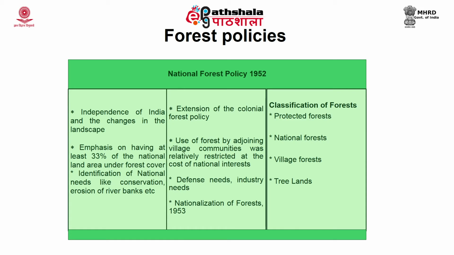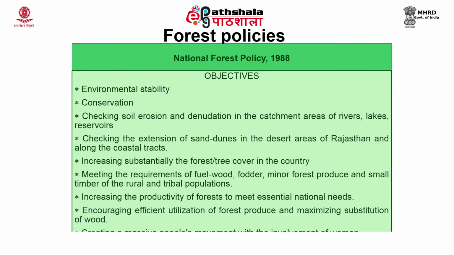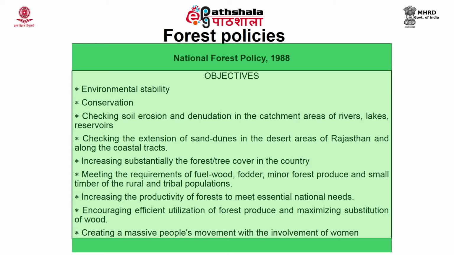Since the 1952 policy also had some drawbacks, that is where the new National Forest Policy of 1988 was adopted. The main object of the 1988 forest policy was environmental stability and also to restore ecological balance. Therefore, maintenance of environmental stability was recognized, and it was thought that it could be done through preservation and restoration of ecological balance. It was also identified that there is a need to check soil erosion, denudation of the catchment areas of rivers, lakes, reservoirs, and that is required to be done in the interest of soil and water conservation for mitigating floods and droughts.